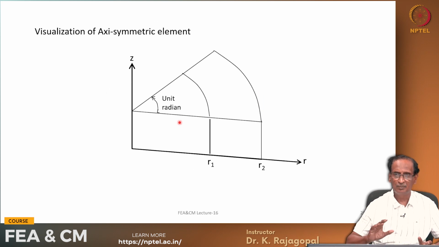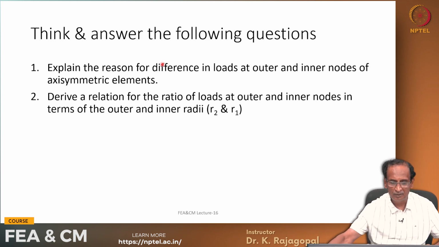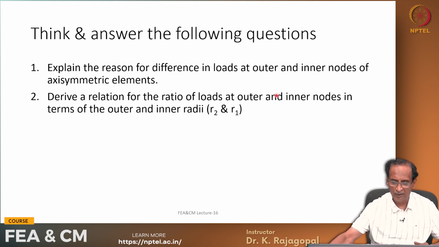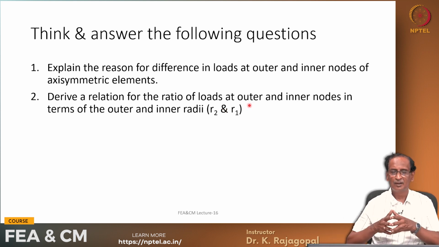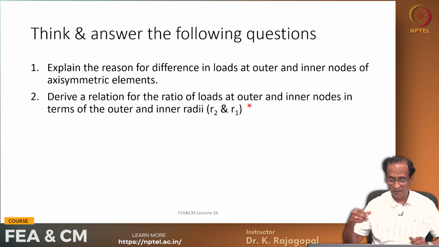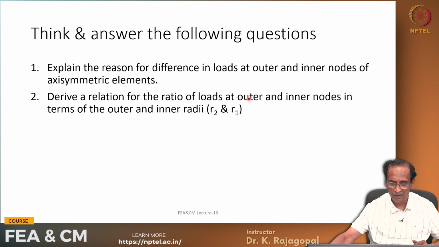This distribution depends on the geometry, and I want you to think about and answer what is the reason for the difference, and can you derive a relation for the ratio of the loads at the outer node and the inner node in terms of R2 and R1. Anyway, through the finite element calculations we get the exact loads, but whether you can think differently and get some analytical equation in terms of R2 and R1, please try it out and you can send me the solutions.